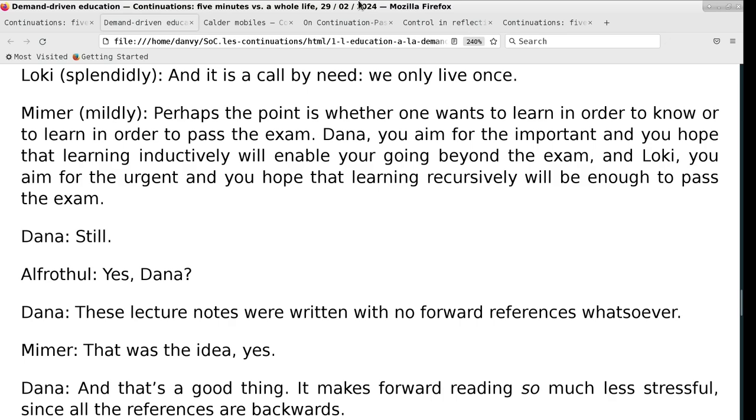Perhaps the point is whether one wants to learn in order to know or to learn in order to pass the exam. Dana, you aim for the important and you hope that learning inductively will enable you to go beyond the exam. And Loki, you aim for the urgent and you hope that learning recursively will be enough to pass the exam.